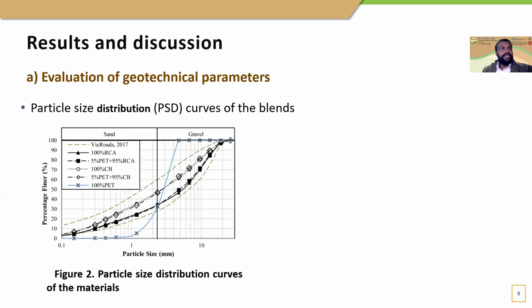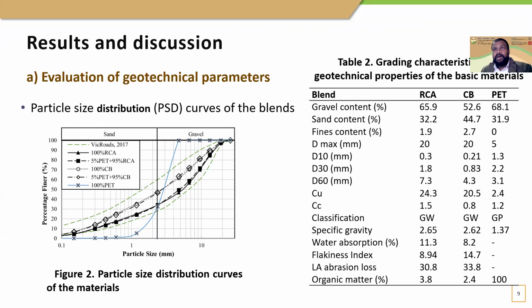Moving on to the results and discussion. First of all, the particle size distribution. Three control blends and the mix of PET and CND blends were used for the basic categorization test. According to this figure 2, CB blends contain a higher percentage of finer particles than RCA. Adding 5% PET had a negligible effect on the PSD curves or grading characteristics of the PET and CND blends.